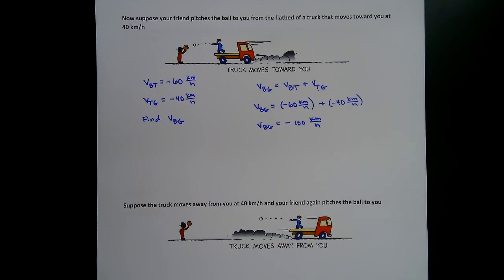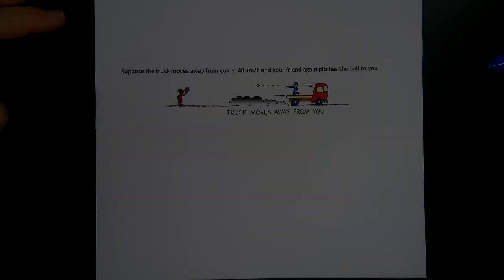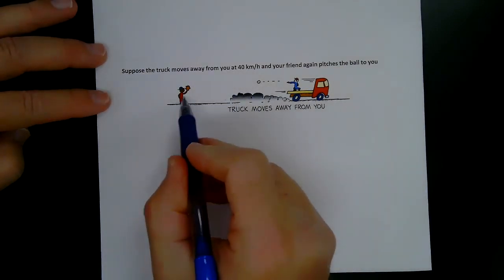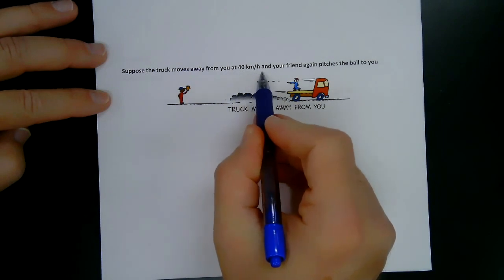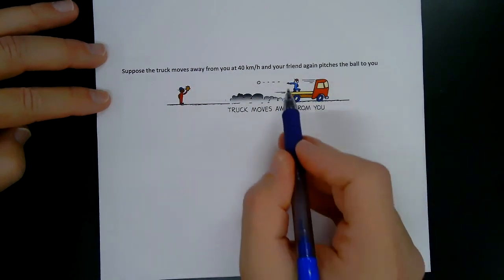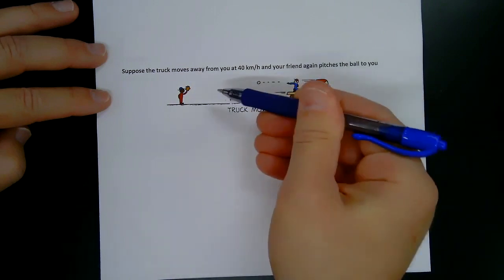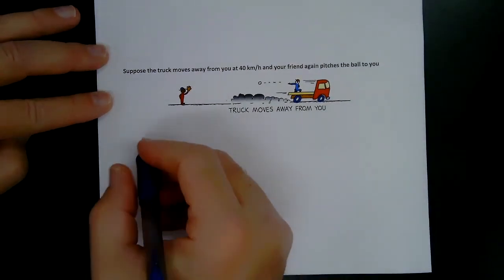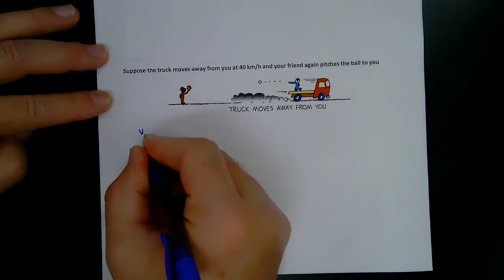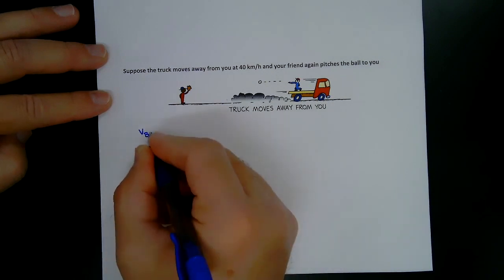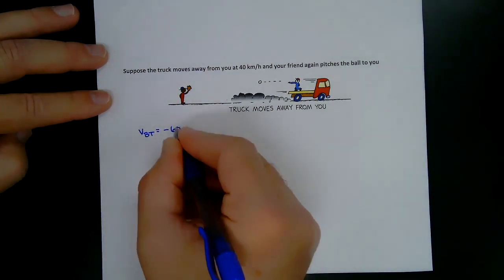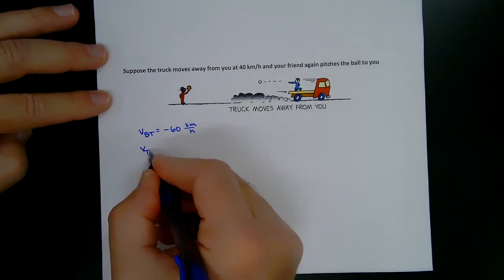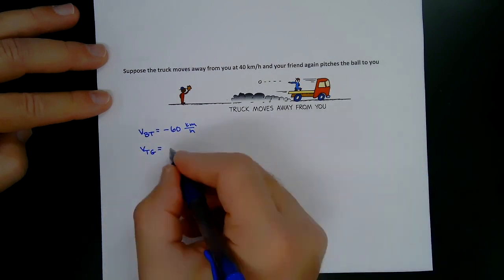Okay, let's go to the next one. For this one, suppose the truck now moves away from this person, the catcher, at 40 kilometers per hour, and your friend again pitches the ball to you. Again, the ball is going left, so that's a negative velocity. Now the truck is moving to the right, so that's a positive velocity. So the velocity of the ball relative to the truck would be negative 60 kilometers per hour. The velocity of the truck relative to the ground would be positive 40 kilometers per hour.